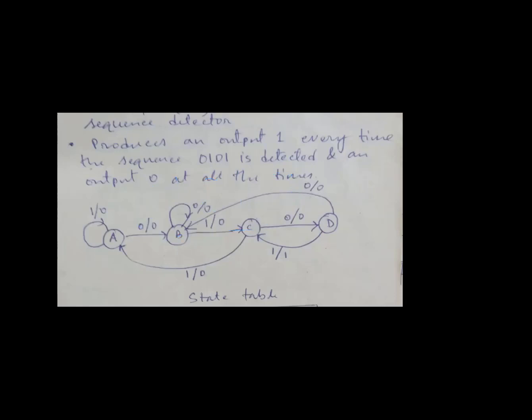So now, how to design this sequence detector. Remember, our sequence is 0101. We first start with initial state A. Remember, here our first desired input should be 0.